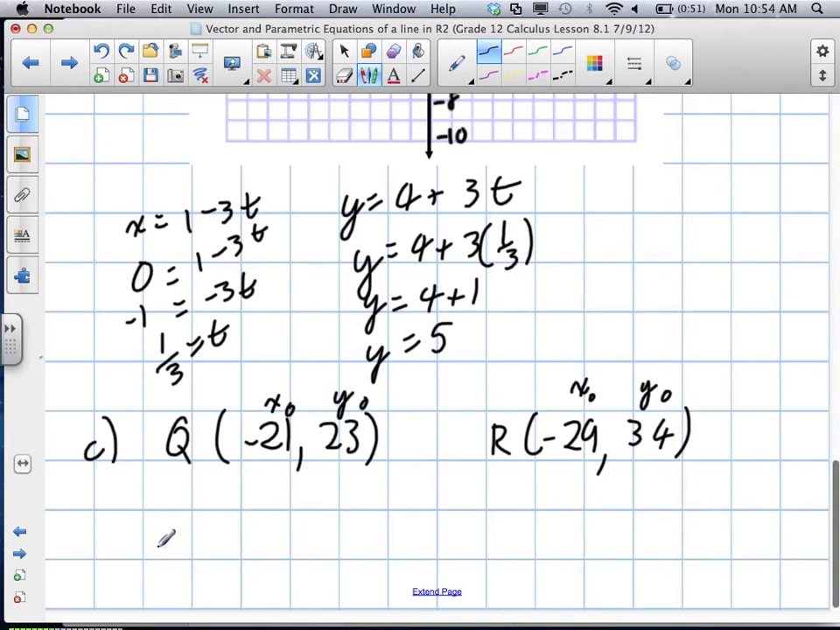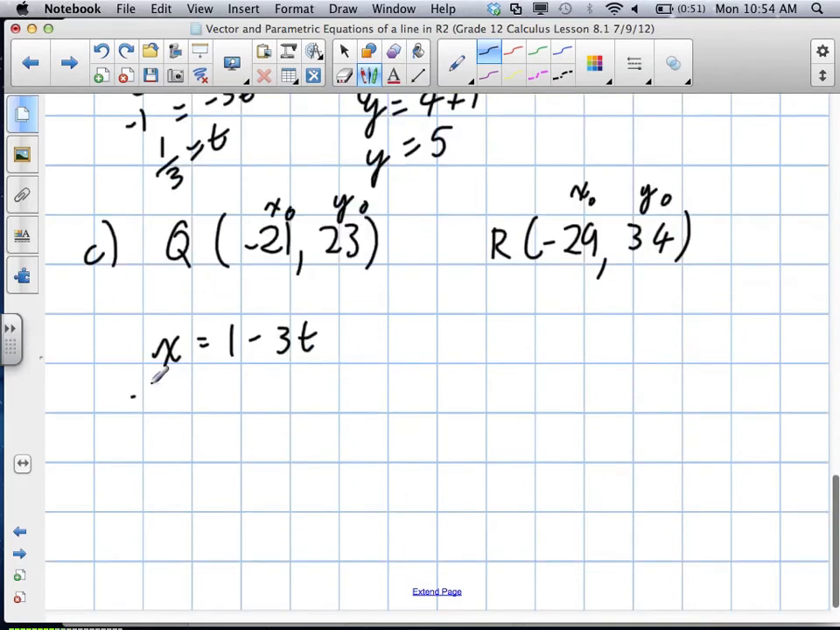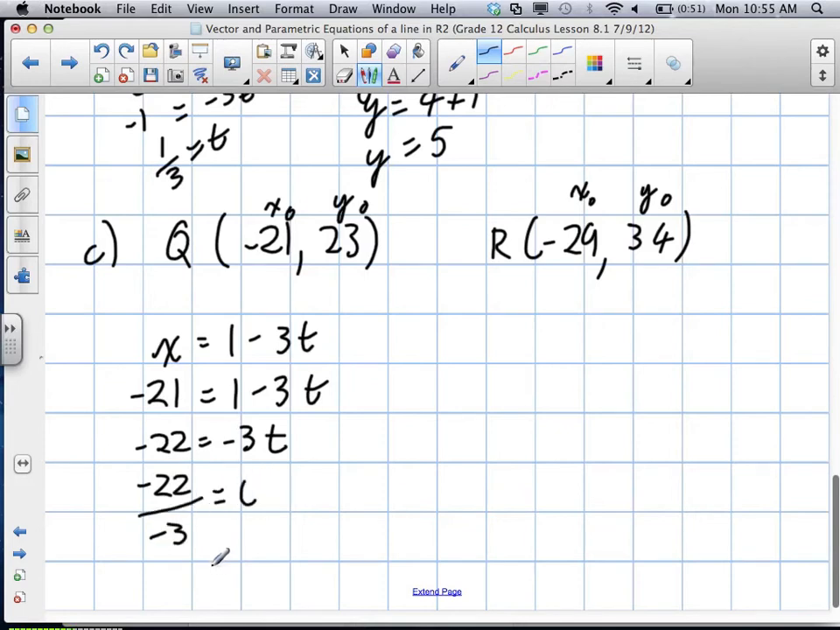Again, we have our x value. We know that x was equal to 1 minus 3t. So we're going to plug in an x value of -21 like we stated before. So -21 is equal to 1 minus 3t. When I move 1 over, we'll get -22 is equal to -3t. And we'll get -22 over -3 equals t, which is essentially the positive version. We'll leave it at that for now.